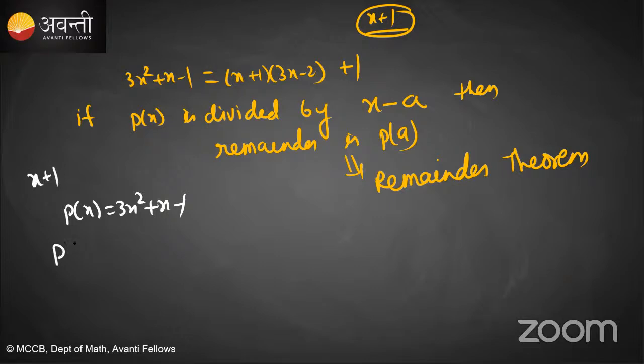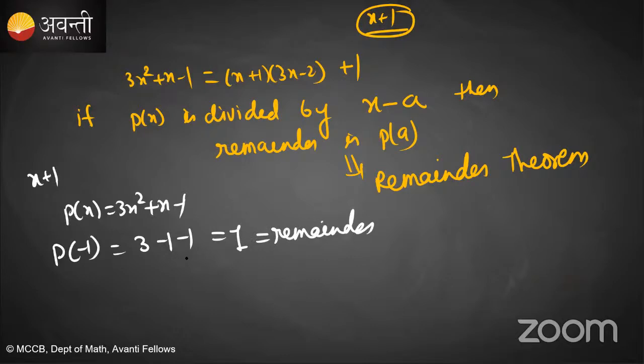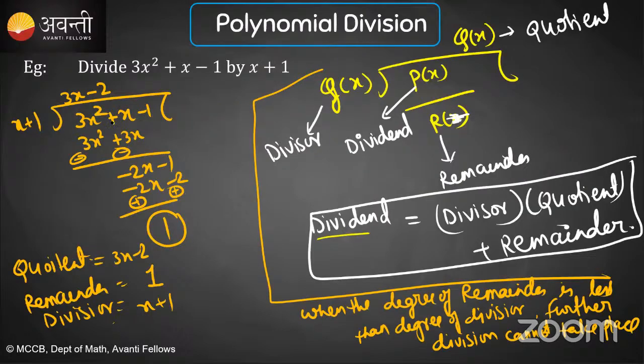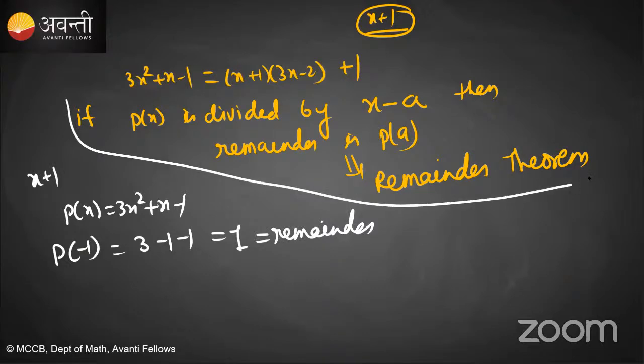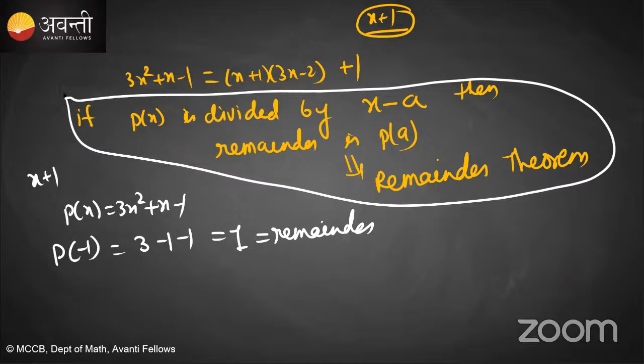So if you put x as minus 1, see what you will get: 3 minus 1 minus 1, which is nothing but 1, which is nothing but my remainder. See, which is true? Yes or no? Because we have already verified this. 1 ही remainder आ रहा था divide करके, right? So this result is very important. पहले याद नहीं था, अब याद होना चाहिए. और verify कर दिया using example.